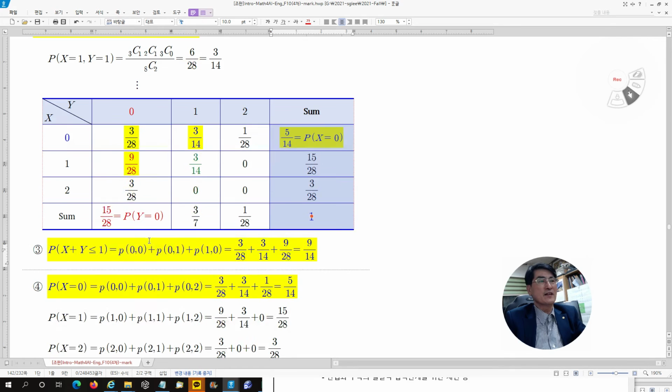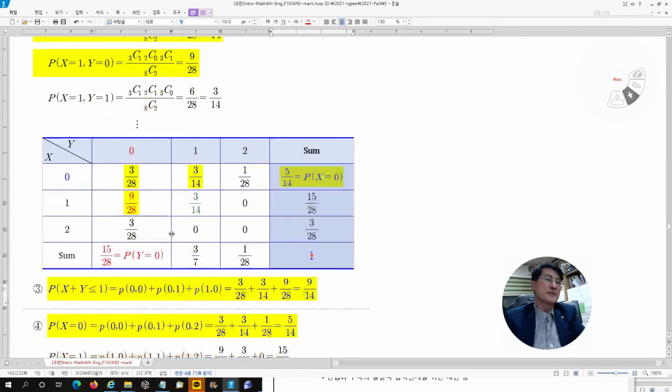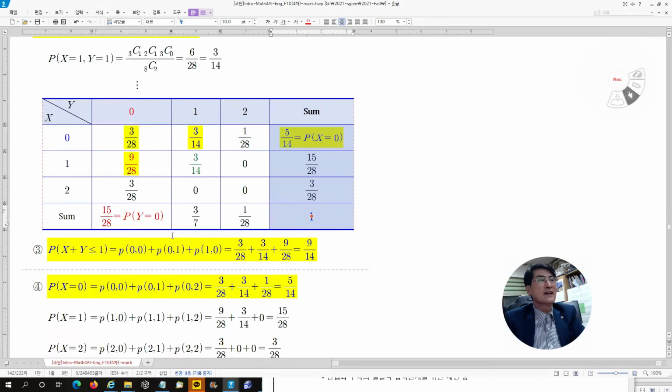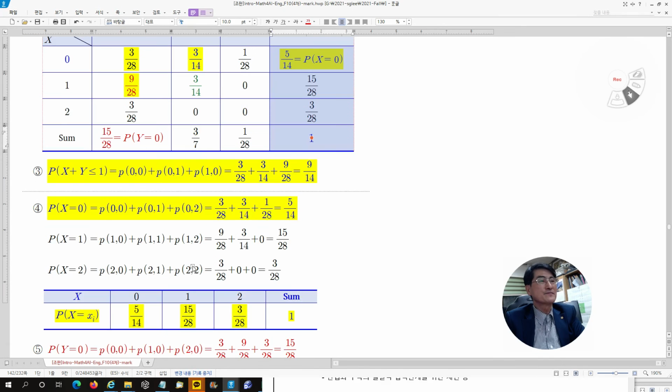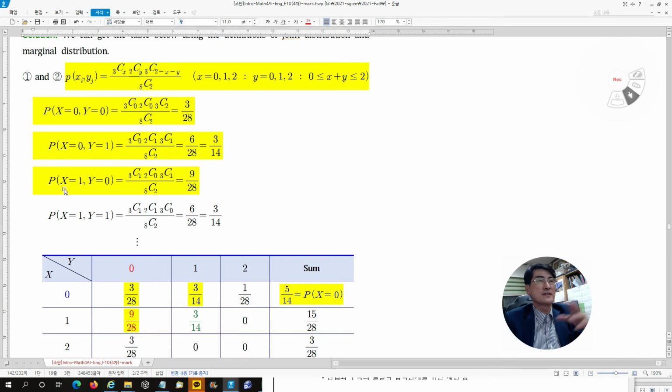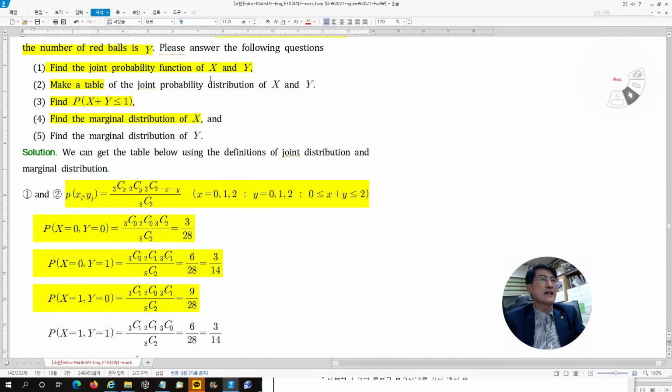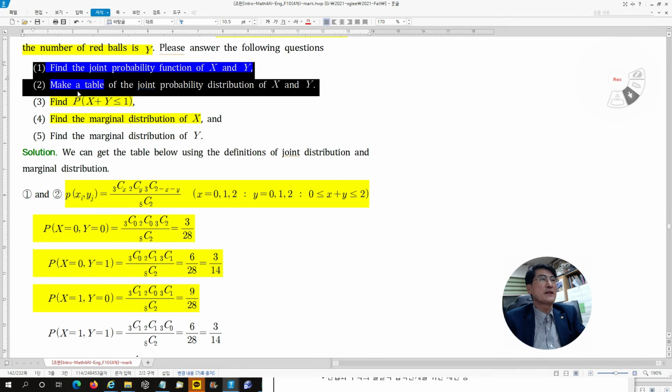And similarly, we can find the marginal probability distributions. Okay, then we have a table now, and this gives us the answer. We have the table, and we find all the joint probability functions.